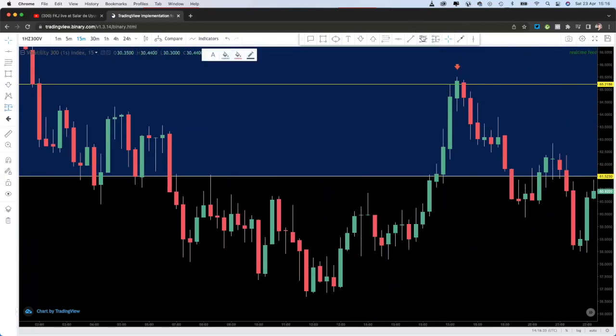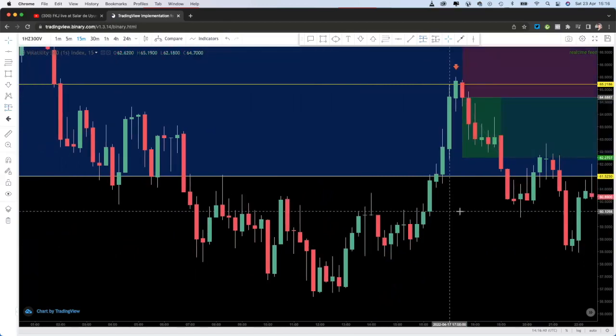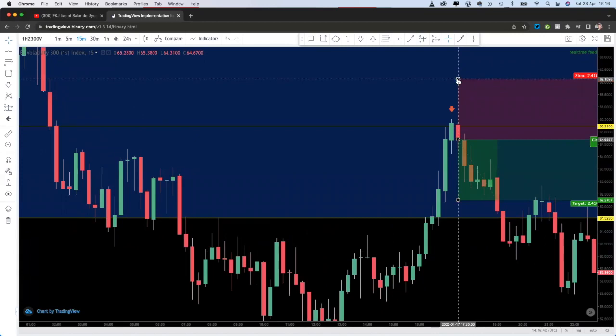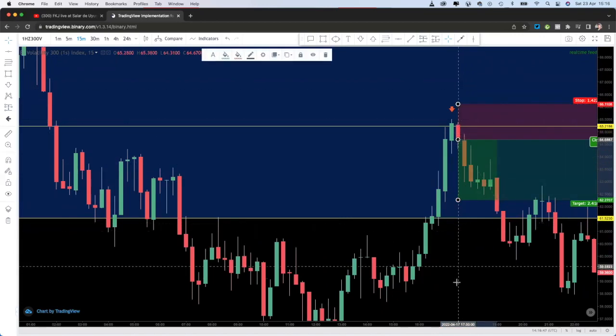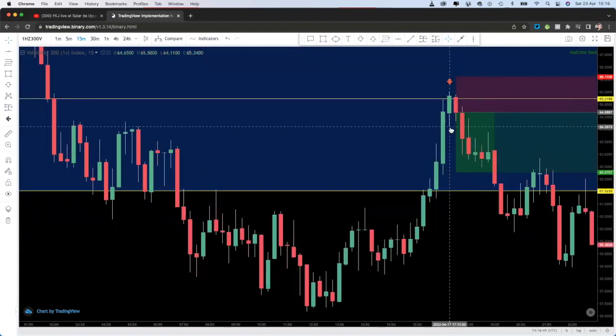I'm only going to show you one entry type. The other entry types I will cover when I start my course. So this is just the one entry type. Then boom, you're in the trade.